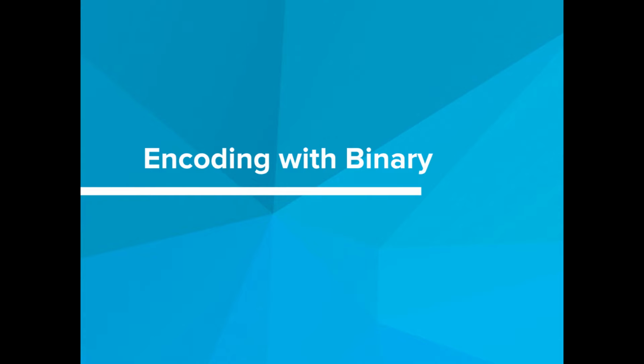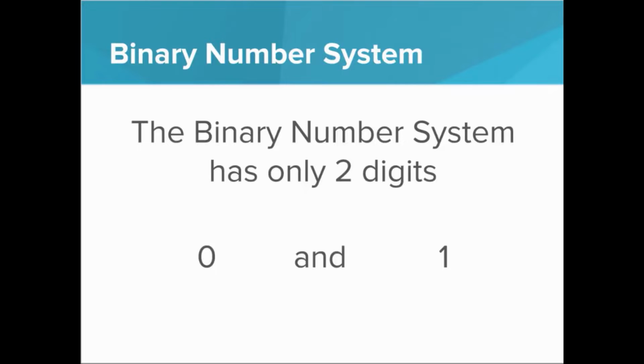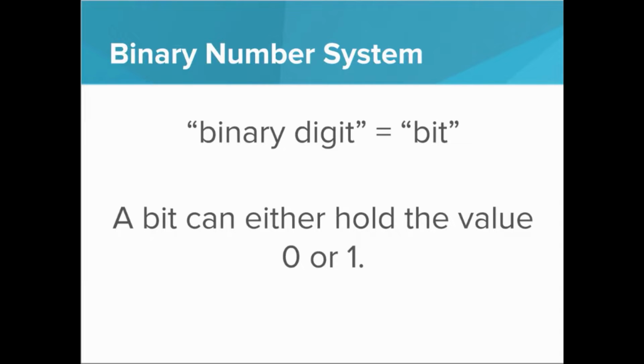Hi. In this video, we'll be talking about how we can encode data using the binary numbering system and why the binary numbering system is so awesome. Remember that the binary number system is a number system with only two digits, 0 and 1. We can represent every number using just zeros and ones if we follow the binary numbering system. Now we call a binary digit a bit. So a bit is a value that can either hold 0 or 1. Every digit in a binary number is known as a bit.